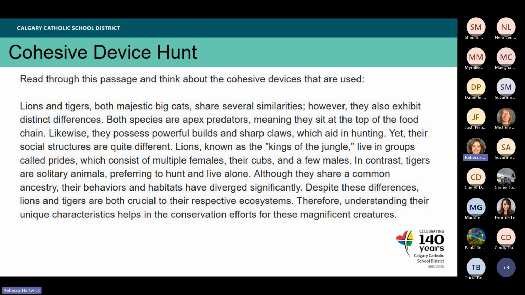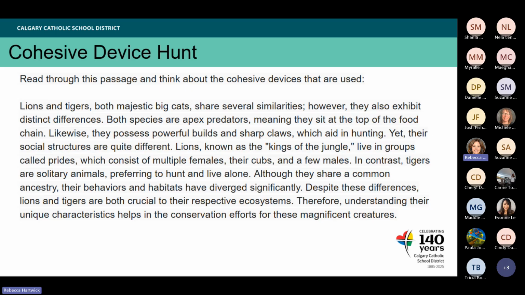Lions and tigers, both majestic big cats, share several similarities. However, they also exhibit distinct differences. Both species are apex predators, meaning they sit at the top of the food chain. Likewise, they possess powerful builds and sharp claws, which aid in hunting. Yet their social structures are quite different.